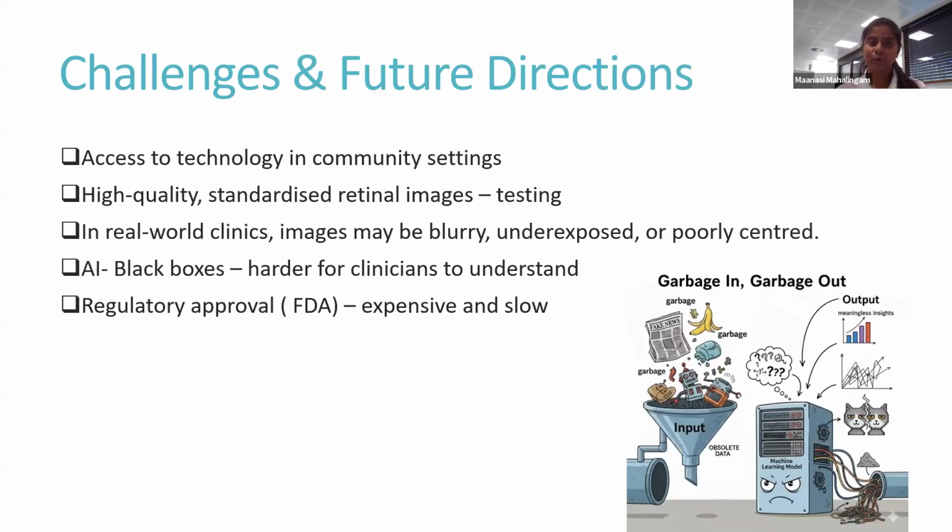So it's really important for us to look at the data which we are giving as an input to train the model. It's like garbage in, garbage out if you don't have clear data and if you don't have the clear outcome you want from the model. Also, some clinicians, like some ophthalmologists and optometrists, see AI as a black box, not sure of what's going on inside. So it's still difficult to understand and trust it. And also the main thing is the regulatory approval, which is the FDA, it's going to be expensive and sometimes slow.